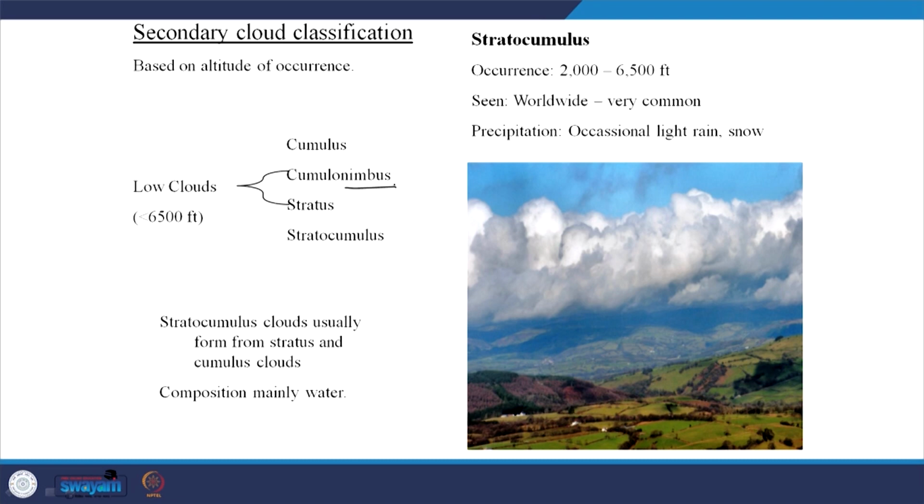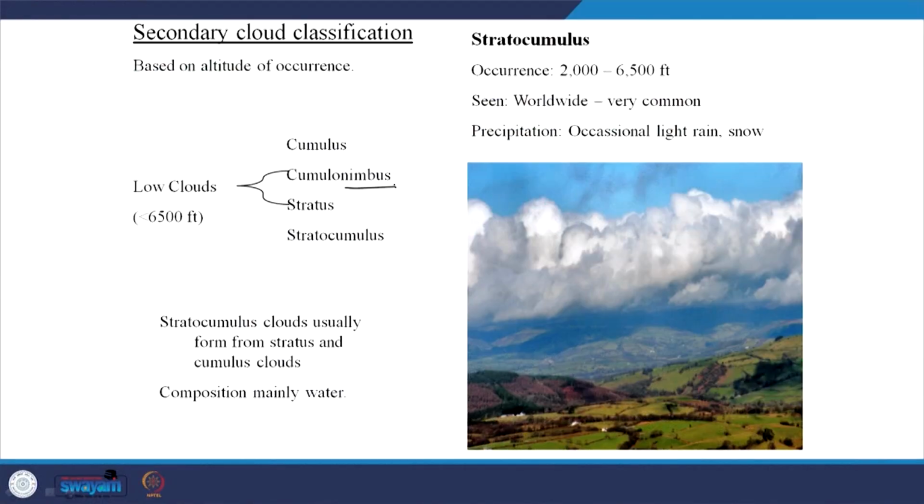So we have seen stratus clouds are the ones which you see as layered clouds, and cumulus clouds are the white puffy clouds that you see. When you combine them, you get what is called the stratocumulus clouds. These are generally found within 2,000 to 6,500 feet. They are seen everywhere. So in the earlier class, we saw what stratus clouds and cumulus clouds are. In the secondary classification, we are able to see the different types of clouds in the low altitudes, that means below 6,500 feet.